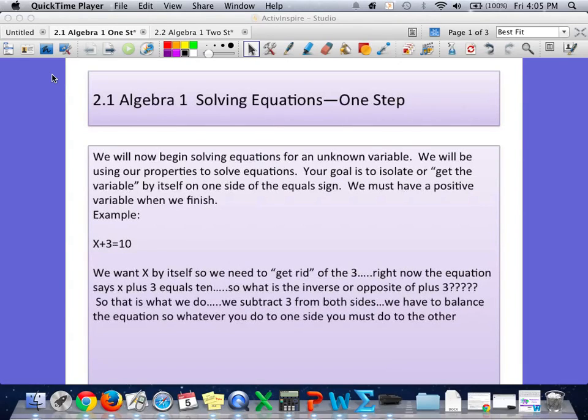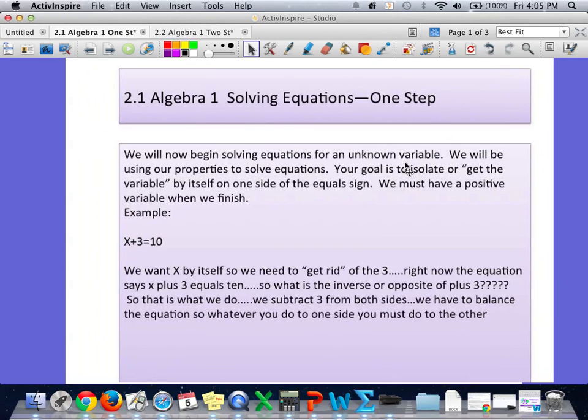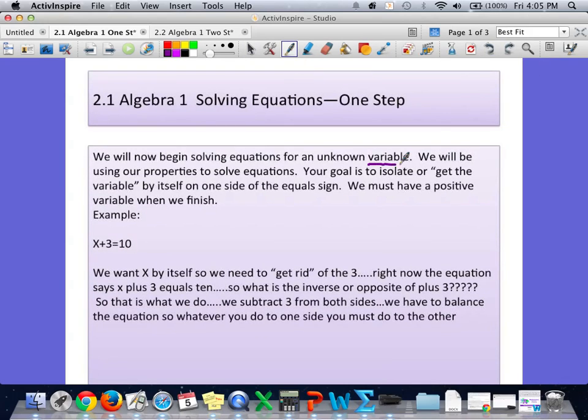2.1, Algebra 1, we're going to begin solving equations with one step. So we're now going to be solving equations for an unknown variable. Remember that variable is a letter, such as x. Could be any variable, any letter. We will be using our properties to solve equations.